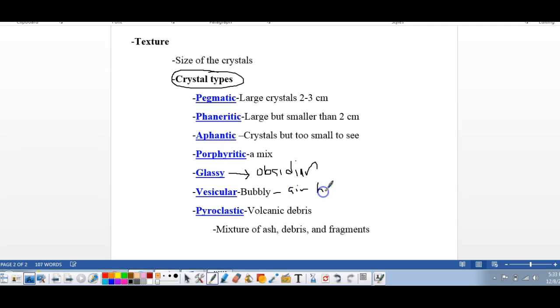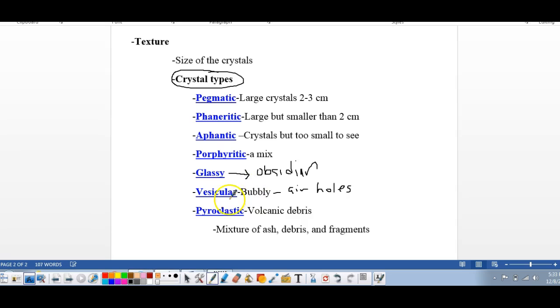And a lot of lava, that lava and pumice has tuff in it, can be vesicular. But air holes. And really light. These tend to be very, very light because they have lots of air in them.